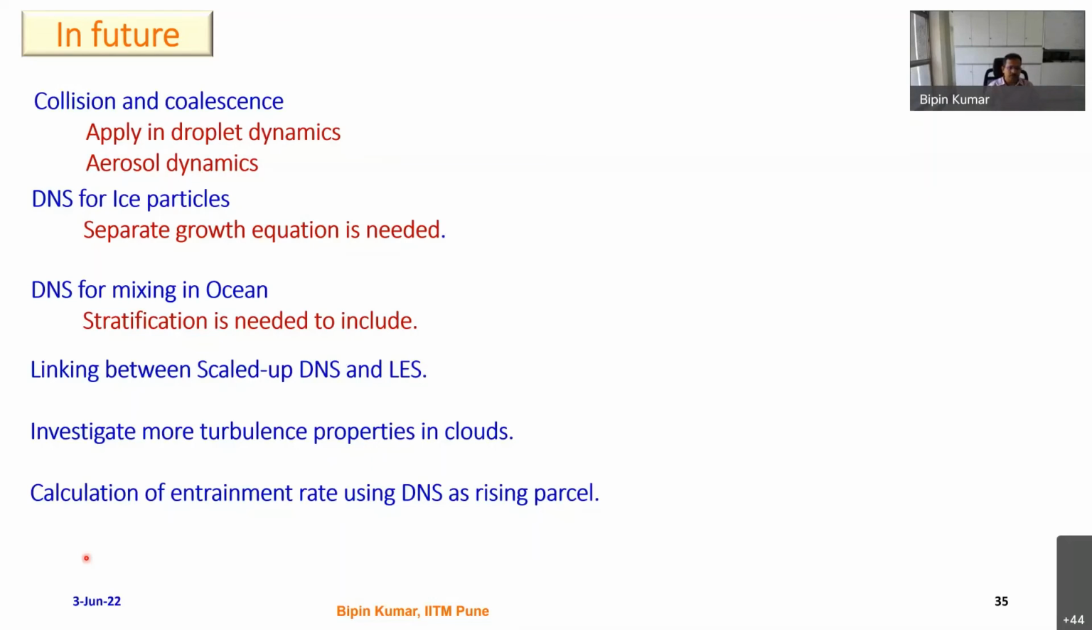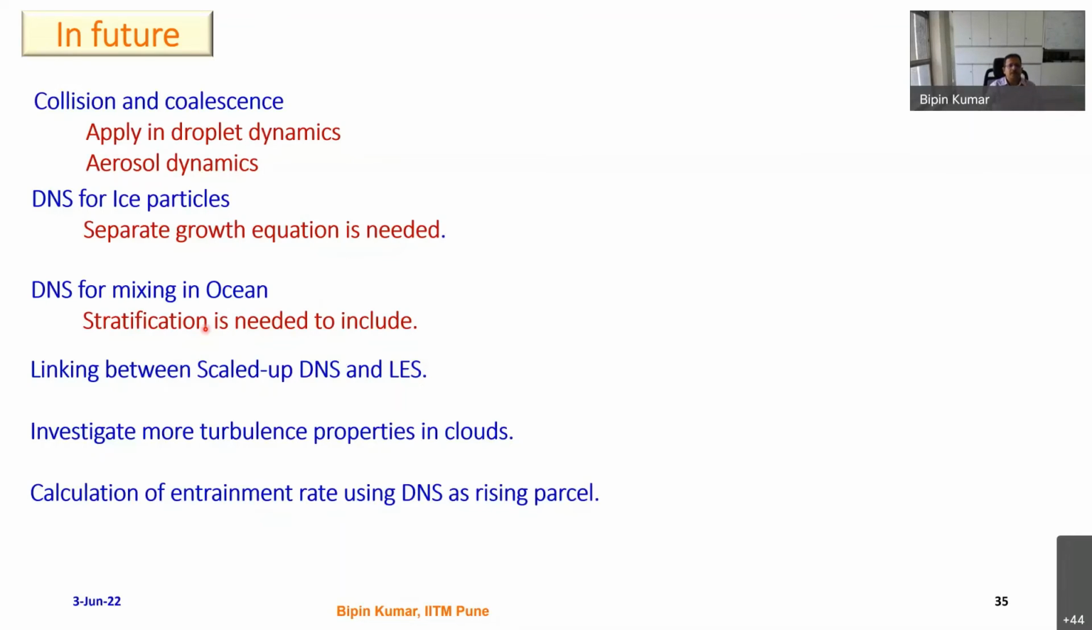Even some ocean scientists are asking about the linking between the scaled up DNS and LES. I said that scaled up DNS is useful for LES, but we need to do it. Exactly what we are trying to do, what we can do, is work which can be done in the future. It's really a very good problem. Maybe the next PhD students can do this and investigate more turbulence properties in the cloud.